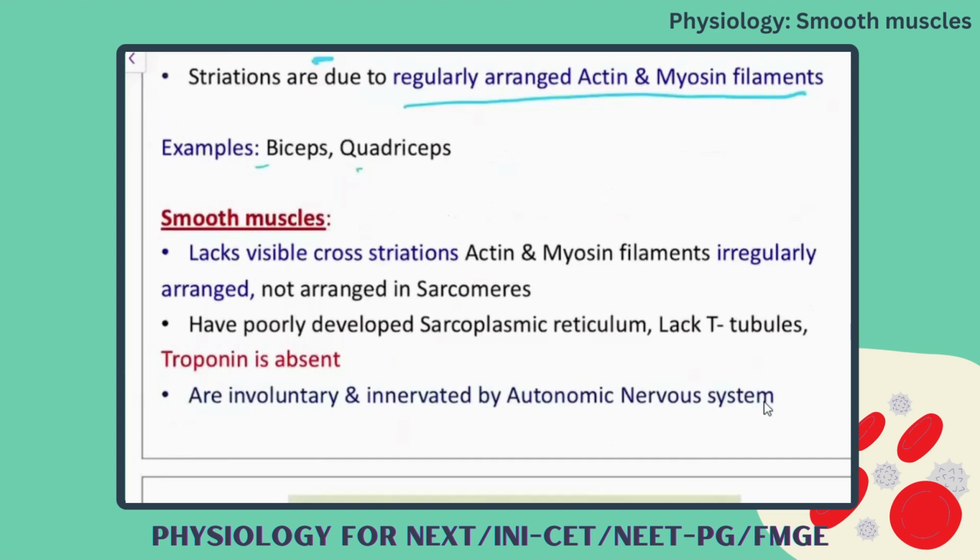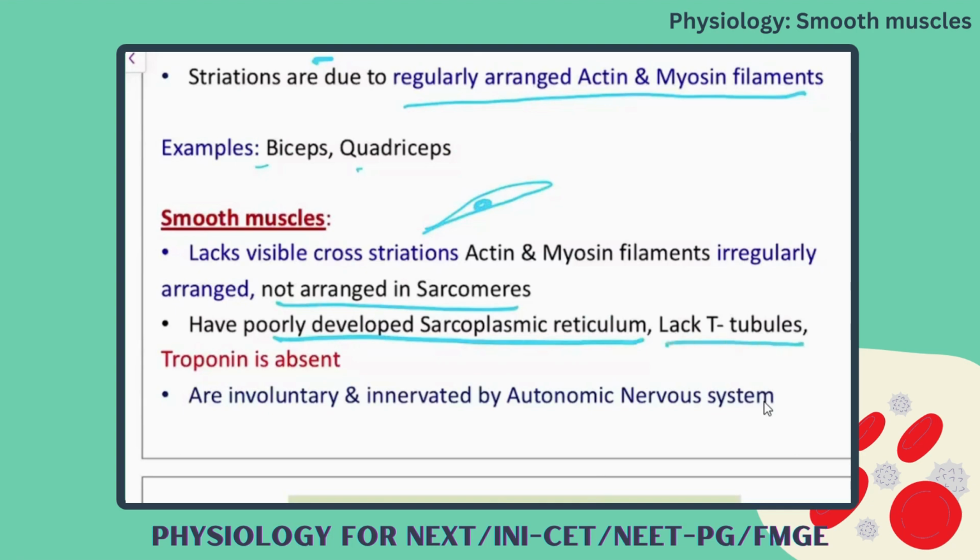Smooth muscles lack striations. There is no actin and myosin arranged in sarcomeres; they are irregularly arranged. It is like this, the smooth muscles. They have a poorly developed sarcoplasmic reticulum. We will see what sarcoplasmic reticulum and sarcomere are, everything.